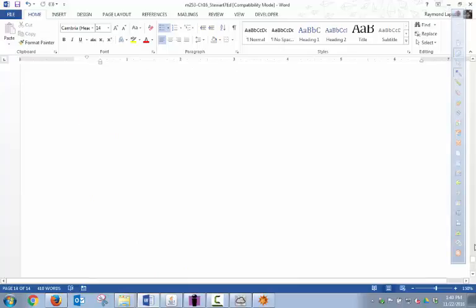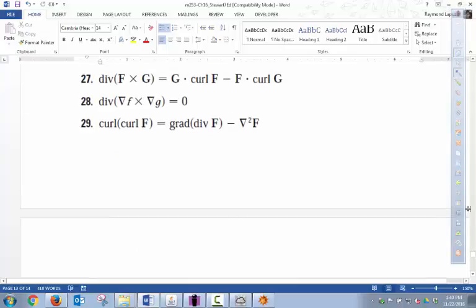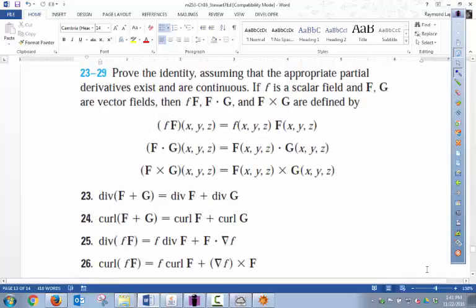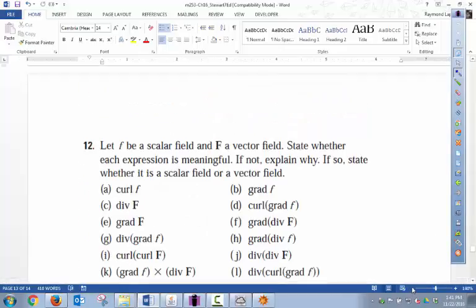Yeah? Just a clarification: the del operator is essentially the gradient if you use it on a function, but if we use it on the vector field, then it's the divergence.